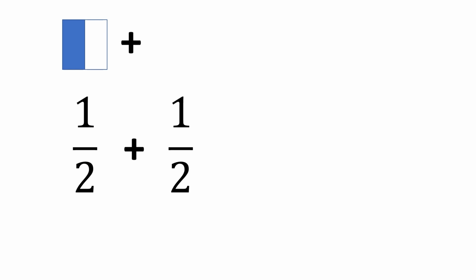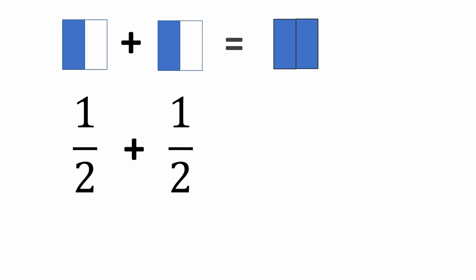1/2 plus 1/2. So if we add it, these two shaded parts will be combined and it becomes like this, which is the same as a whole without the slice. So we will expect that the answer will be equal to 1.